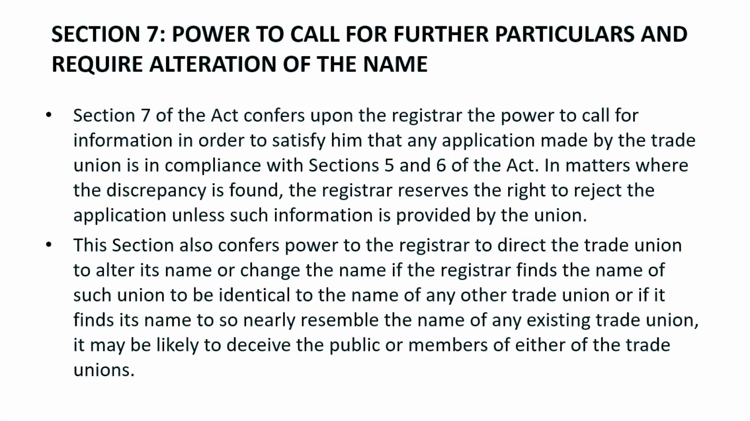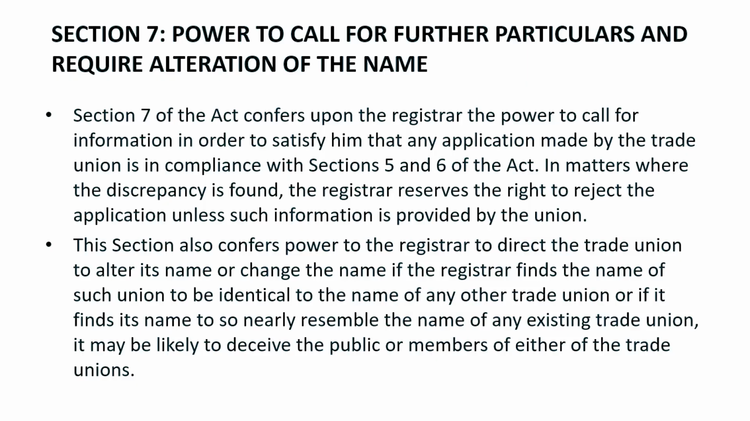Now, in section 7, power to call for further particulars and require alteration of the name. Sometimes, because the ultimate authority for registration is the registrar, if the registrar wants more particulars, or is not satisfied with the rules which have been mentioned, then the registrar can ask for more particulars. And if the registrar feels another trade union has a similar or identical name, then the registrar can convey to them: just go and change the name of your trade union.